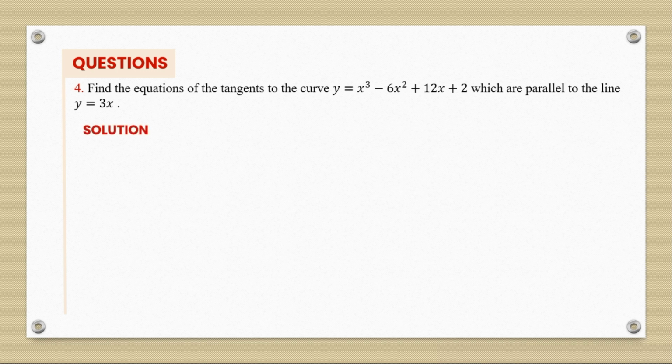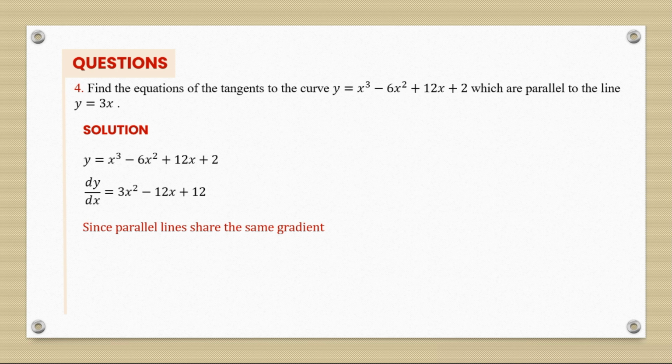So now something very important about two lines that are parallel is that they share the same gradient. So we have the equation y is equal to x cubed minus 6x squared plus 12x plus 2. So if I differentiate this, I'll have dy dx being equal to 3x squared minus 12x plus 12. Now since parallel lines share the same gradient, it means that the gradient of the tangent is 3.